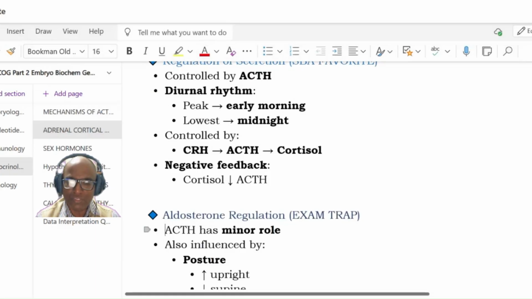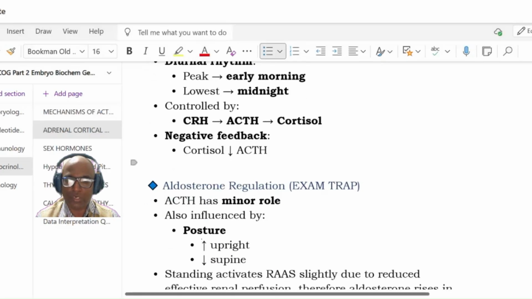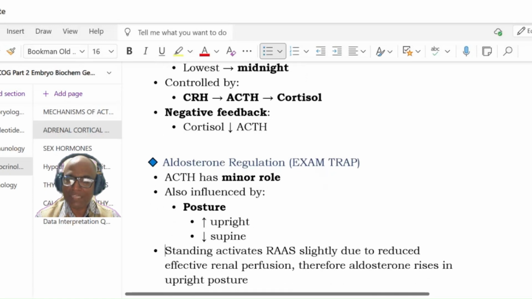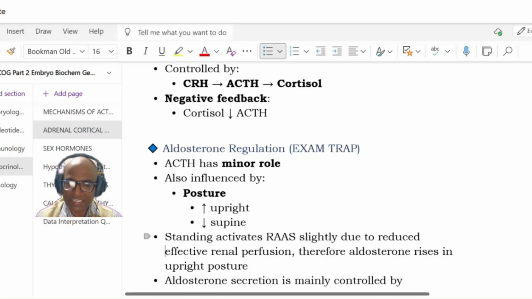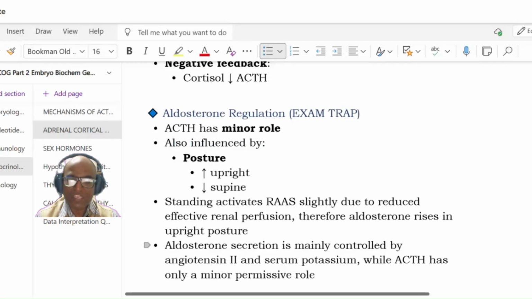However, there is one thing you have to remember, especially with aldosterone. They can ask you this concept, aldosterone regulation. ACTH has a minor role here, because aldosterone is also influenced by posture. In upright posture, it increases, and in supine position, it decreases. Why? Because ACTH has a minor role, but the major control of aldosterone regulation is through RAAS, the renin-angiotensin aldosterone system. That mainly regulates aldosterone. ACTH has a minor role as far as aldosterone is concerned.